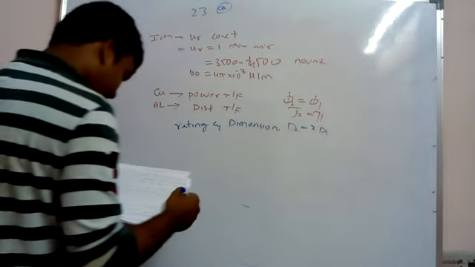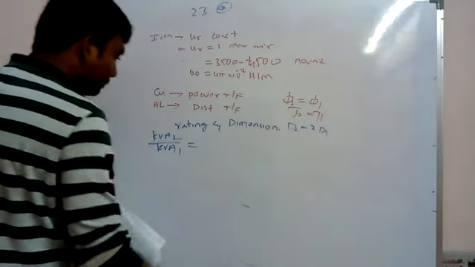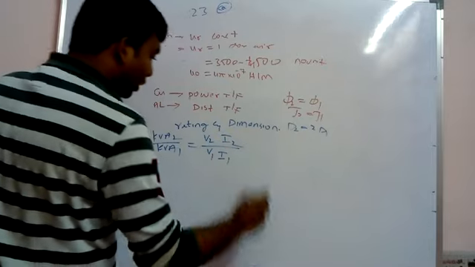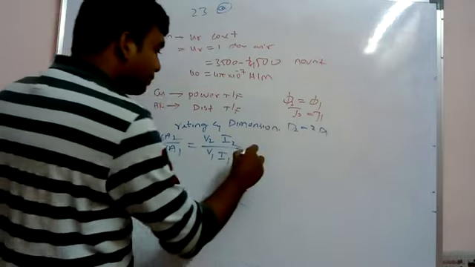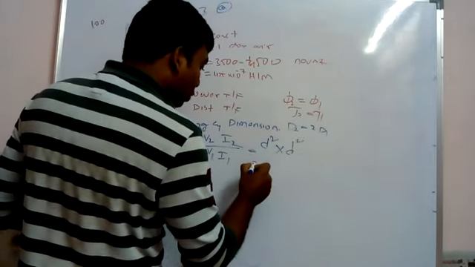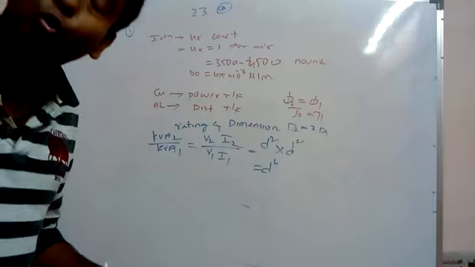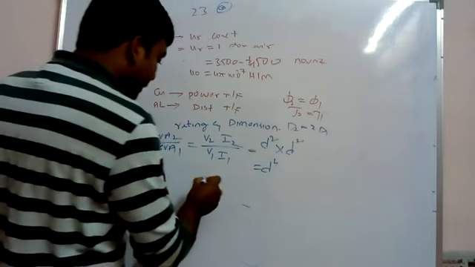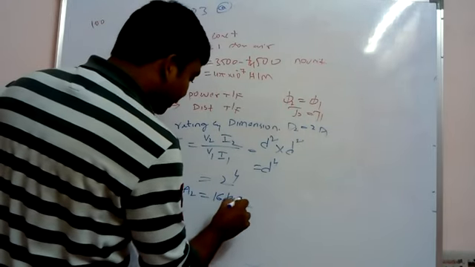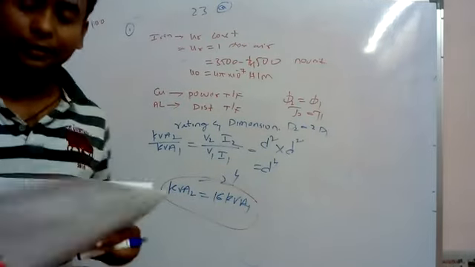Now, he is telling us to find the ratio kVA2 by kVA1. You know, kVA depends upon V2 into I2 by V1 into I1. I told you voltage is proportional to dimension squared and current is proportional to dimension squared. So in total, it becomes dimension power 4. kVA depends upon dimension power 4. I have proved this in lecture number 21. Now he has given 2 power 4, so kVA2 equals 16 times kVA1. So your answer is 16. Hope you are able to recollect.